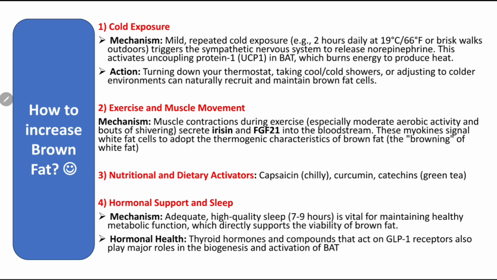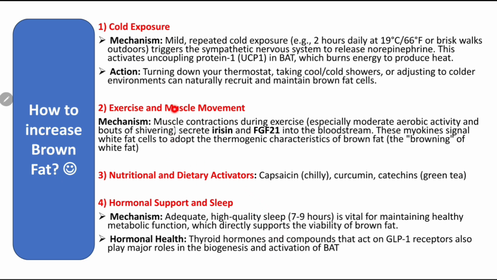How do we increase brown fat percentage in our body? I mean, brown fat can increase in our body by conversion of white fat into brown fat. White fat can be stimulated to become brown like, right? That can happen by these mechanisms like cold exposure, exercise, muscle movement, certain foods, and adequate sleep, right? Thyroid hormones being adequate, and compounds that act on GLP-1 receptors, like semaglutide, right?